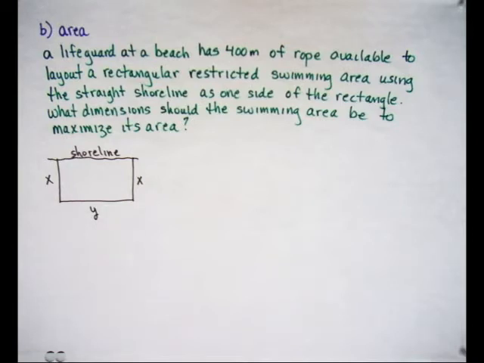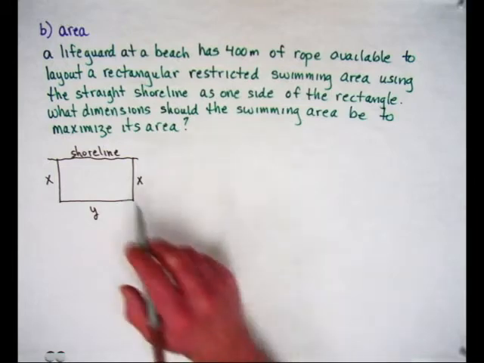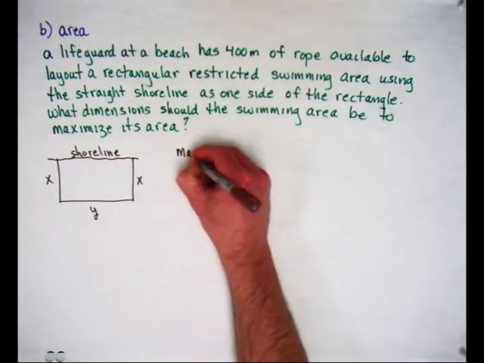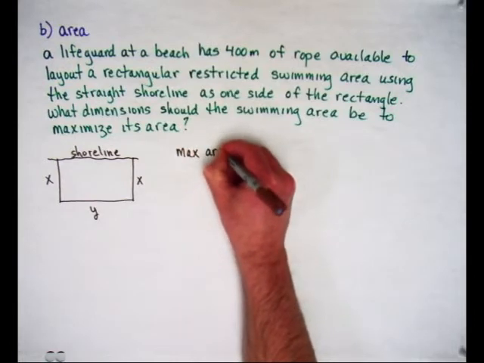You need to identify what are the quantities that are changing in the question. So in this case, it would be X and Y. I don't require you to have a let statement if you've got a properly labeled diagram like that. Now, what is it we want to do? We want to maximize the area.